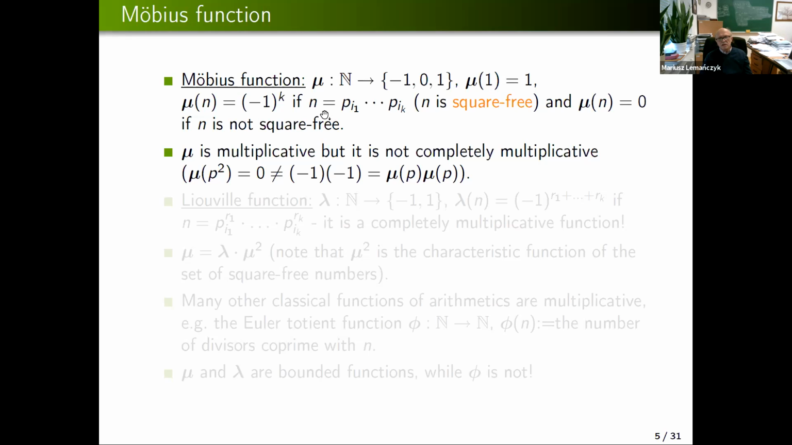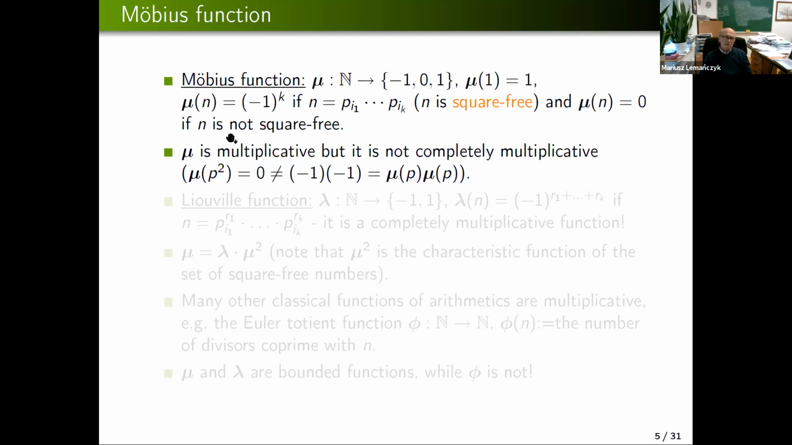If you take a number n, which is a product of distinct primes, then the only information I would like to remember is whether I have an even number of primes or an odd number of primes. So this is -1 or 1, depending on the parity of the prime factors. But this is if I have a representation of this number in this form. Please keep in mind, these numbers are called square-free, because otherwise it means that a certain prime appears with a power at least 2 in this decomposition into primes, and then we just put the value 0.